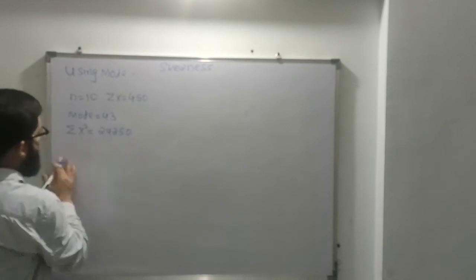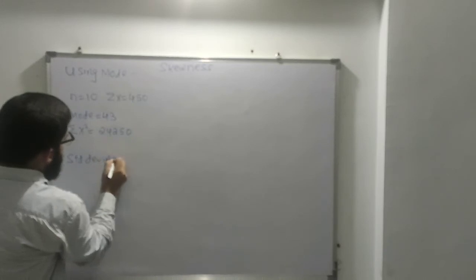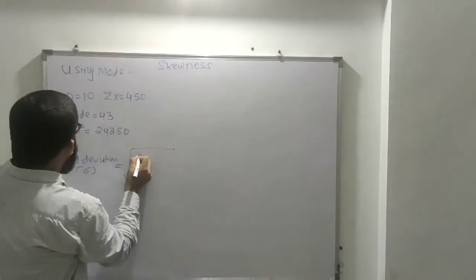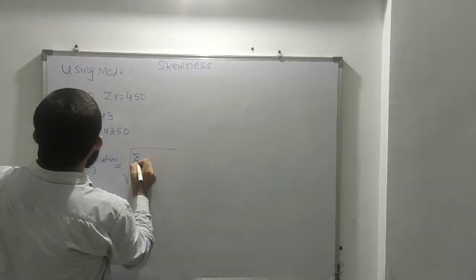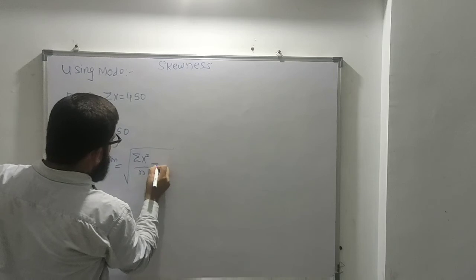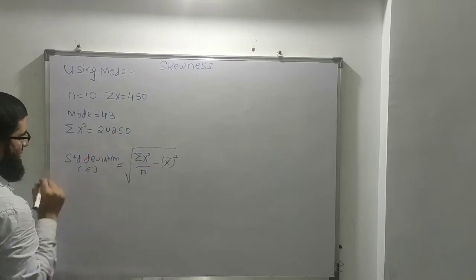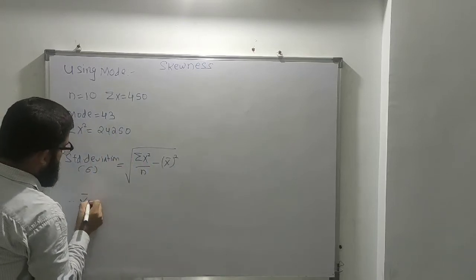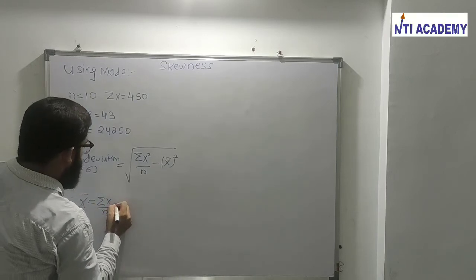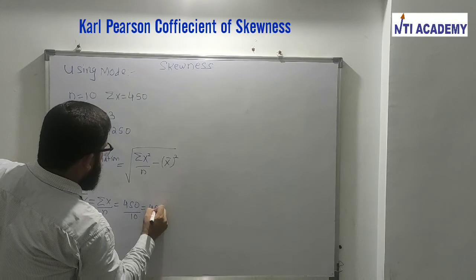First of all, you have to find the standard deviation. So standard deviation, that is sigma, will be equal to the square root of summation of x square upon n minus x bar square. So let me find out first the value of x bar. You know that x bar will be equal to summation of x upon n, that is 450 upon 10. We have that as 45.